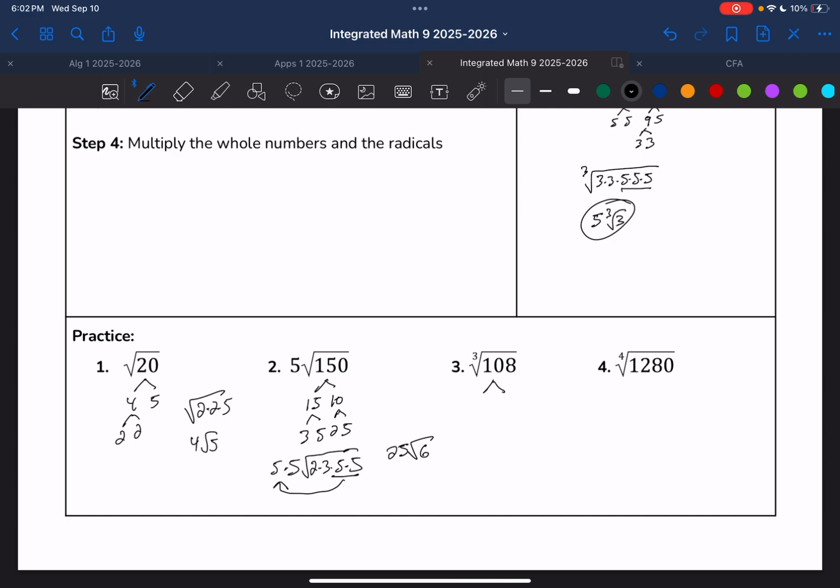All right. Looking at 108, we can do 54 and 2. We can do 27 and 2. We can do 9 and 3. We can do 3 and 3. It's going to be the cube root of 2 times 2 times 3 times 3 times 3. See, we have a set of full 3s to bring outside. We can do 3 times the cube root, and then what's left inside, 2 and 2, that's 4.